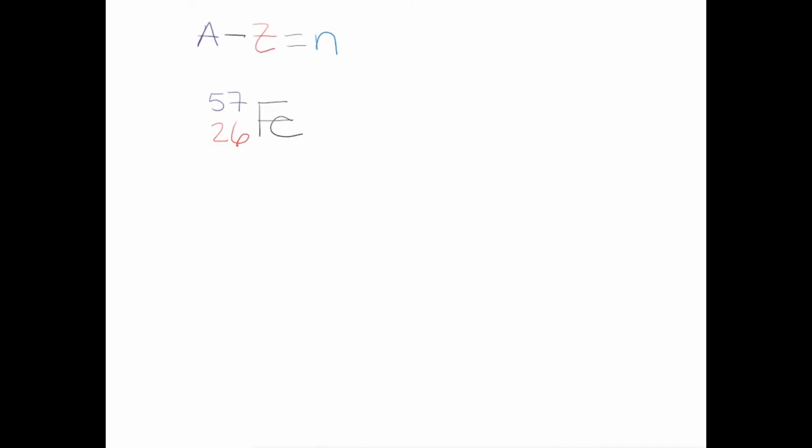Here's a useful trick. Always set up this neutron math directly on the isotope symbol. 57 minus 26 equals 31. So neutrons equals 31. If the number of neutrons turns out to be negative, which isn't possible according to the laws of physics, then it probably means you have the A and Z reversed.